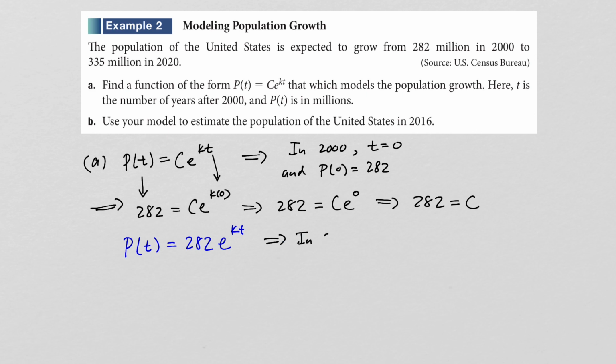So in 2020, which corresponds to t equals 20, the population at that particular time, so the population at 20, is equal to 335 million people. So that means what I can do now is plug in 335 for our population. And we know that this happens when t equals 20. And that will tell us that 335 is equal to 282 times e to the k times 20 power.